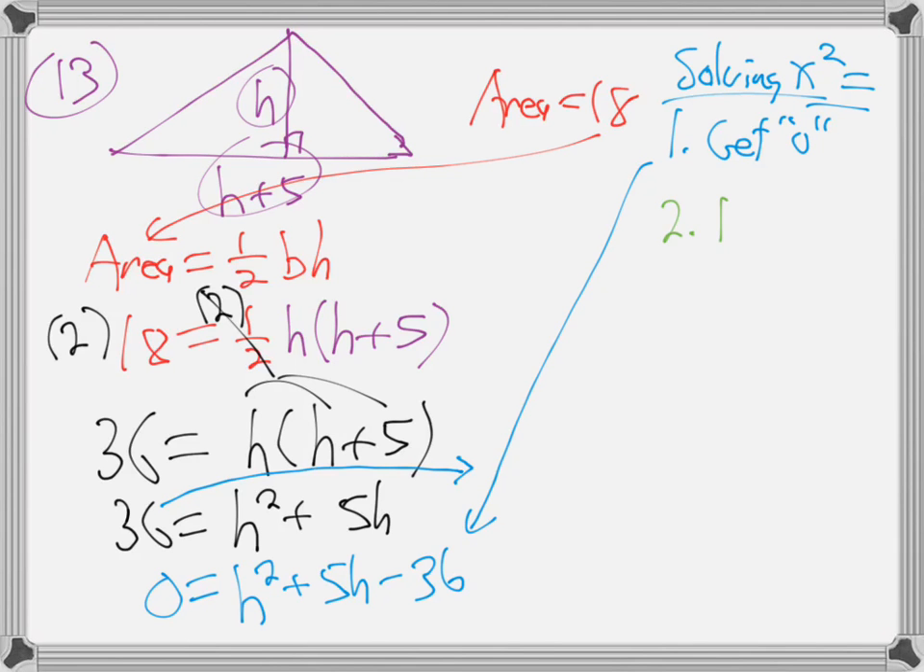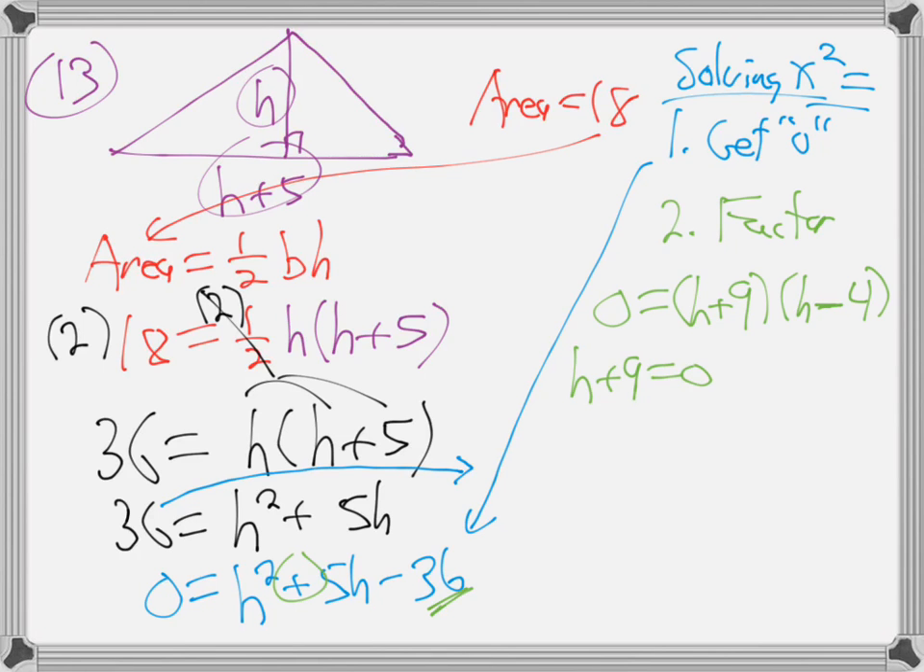Step 2. Factor. I'm running out of time, and I want to get another one in, so I'm just going to factor it quick. What times what's 36? Yeah, 9 and 4. Sign in the middle is plus. Plus on the 9, minus on the 4. And then h plus 9. Then each one equals 0.